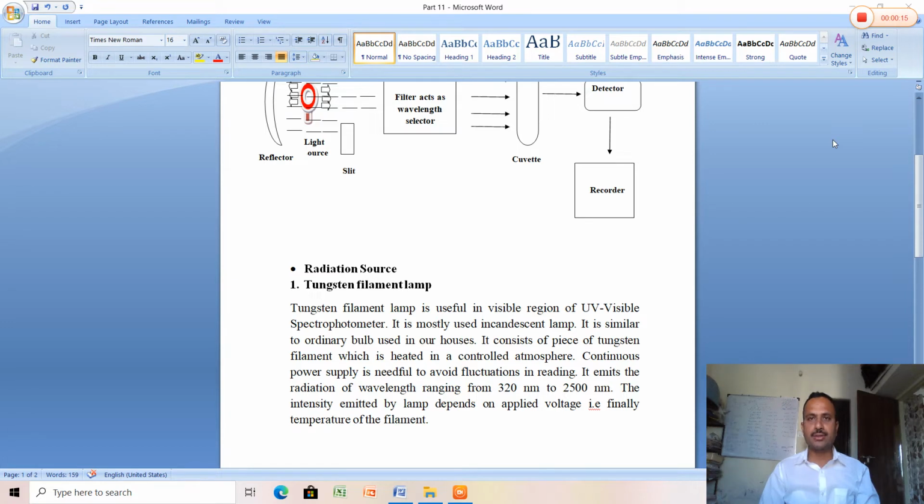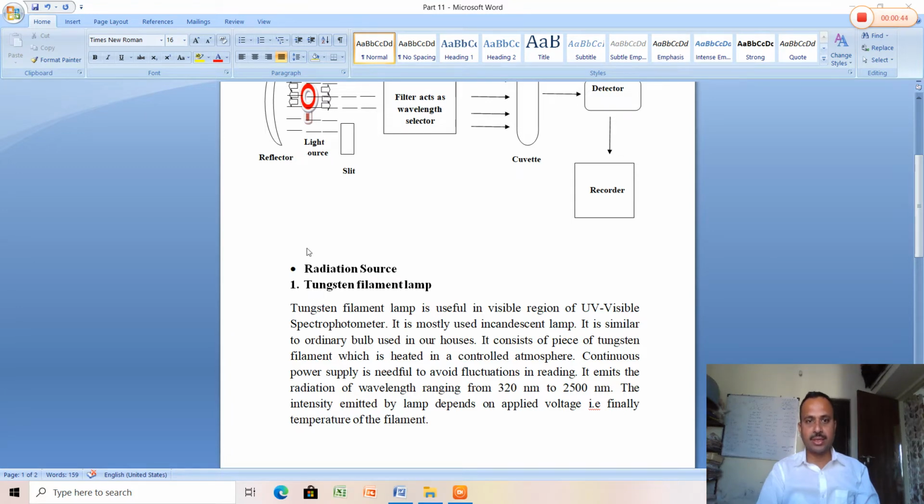In the last lecture, we learned about the filter, which acts as a wavelength selector. Now, the prism and diffraction grating are both employed as a filter in any type of photometer, like colorimeter and spectrophotometer. In this lecture, we will focus on this topic, that is, the light source.